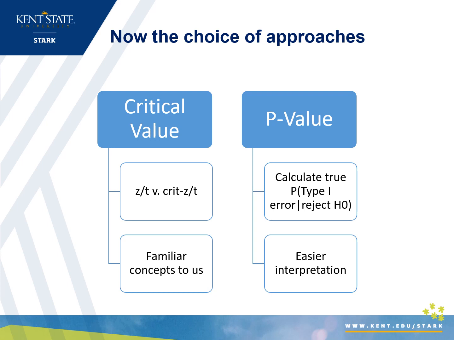The second option is the p-value approach. This asks us to calculate the true probability that we're committing a type 1 error if we reject the null hypothesis, and then compare that to our level of significance. This has the benefit of being easier to interpret. Both of these approaches give the same result, and so there is no obvious superiority of one over the other, especially once you get some practice.